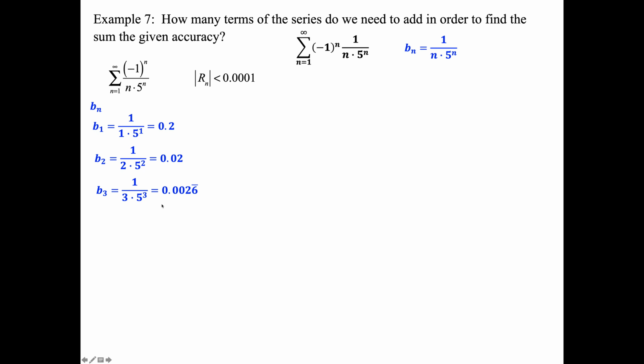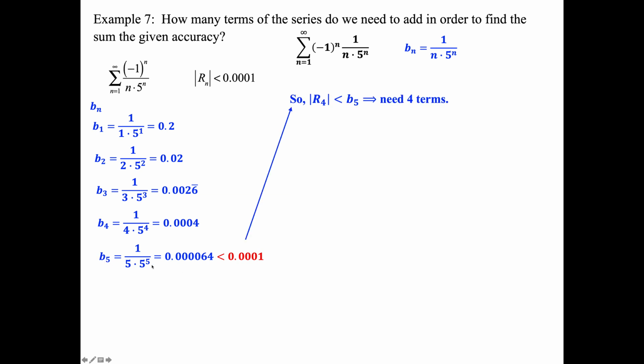b sub 3, 1 over 3 times 5 to the third, 0.0026 repeating, getting closer. b sub 4, 1 over 4 times 5 to the fourth, 0.000. I think we need to go to b sub 5. 1, 2, 3, 4 zeros. All right, that's going to be less than 0.0001. So this is going to be my left out term. So we're going to go to 4 terms. That's what we have to add up together. Thus, the error is less than b sub 5. That's what we're looking for. So we need to add 4 terms.